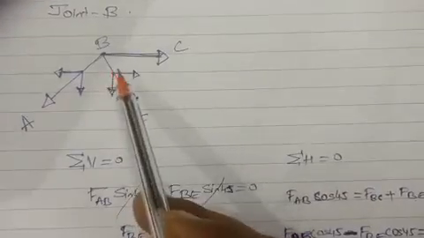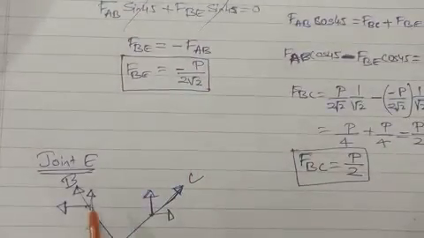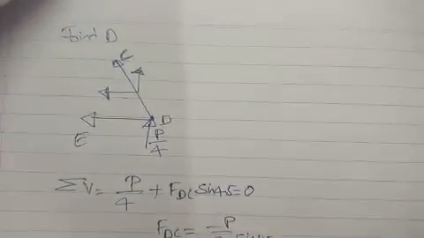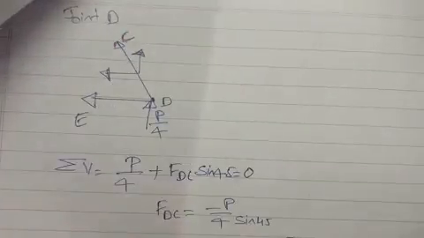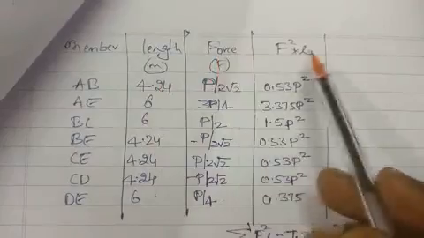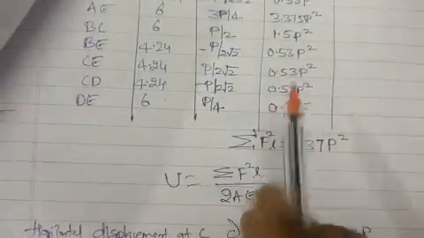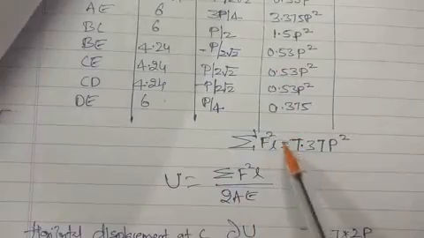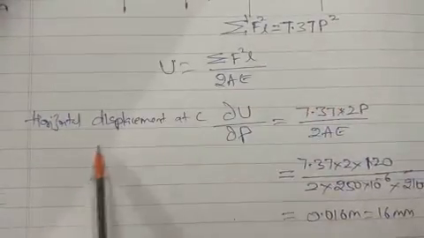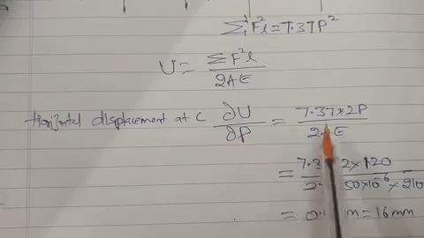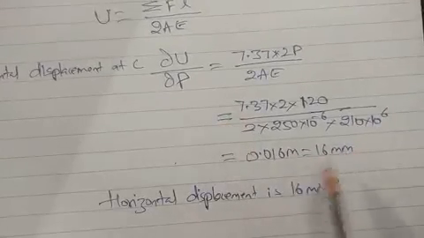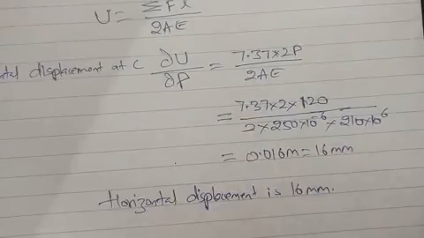In the same way we will do joint B, then joint E, and joint D. The same procedure is there. Length, force, F square L, and everything we have to do. Summation, and the horizontal displacement with respect to dou U by dou P, we do the same thing. So here we will get 16 mm horizontal displacement. So this is how we go with the trusses.